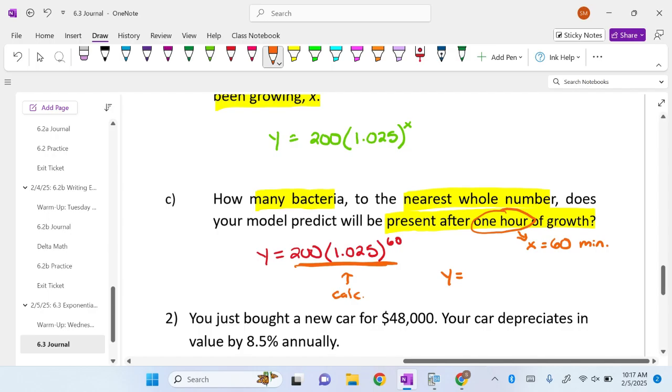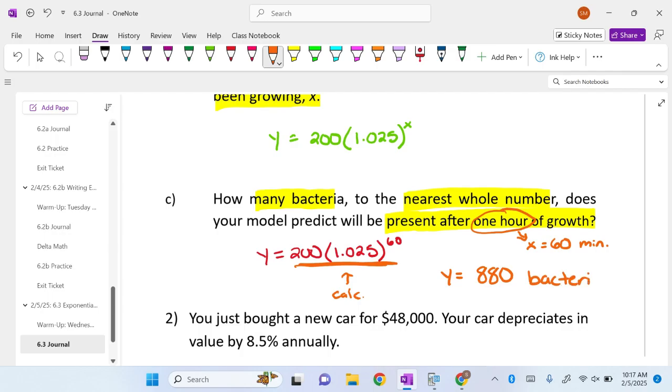Did everyone else get 880? I'll give you guys another minute to put it in. Right, so you would get 880 what? Bacteria. Remember to write the units that your answer is in. So after 1 hour or 60 minutes, at the rate of growth that we had, we'll have 880 bacteria.